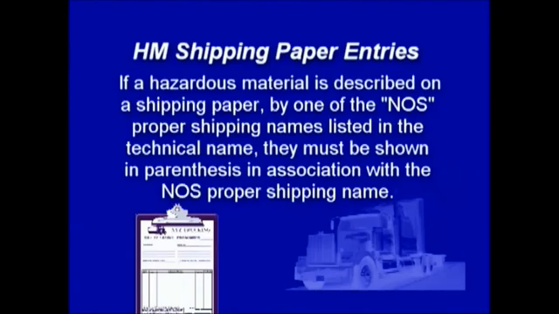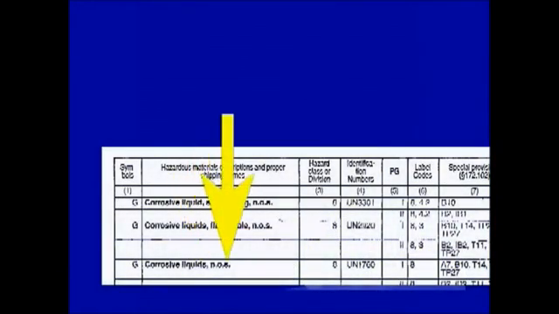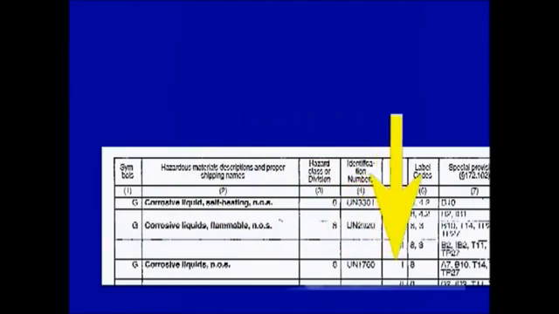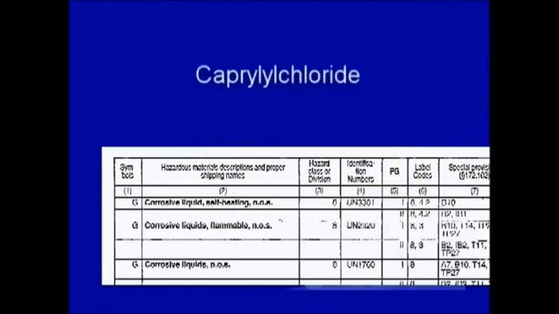The word contains also may be used with the technical name. Let's look up the proper shipping name: corrosive liquids, NOS, UN 1760. The NOS description does not name the hazardous constituent. In this case, the hazardous constituent is caprylyl chloride. Caprylyl chloride is not listed by name in the HMT, but meets the definition of a corrosive material.